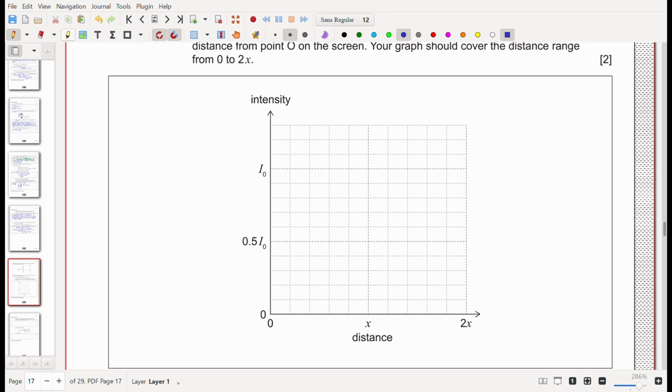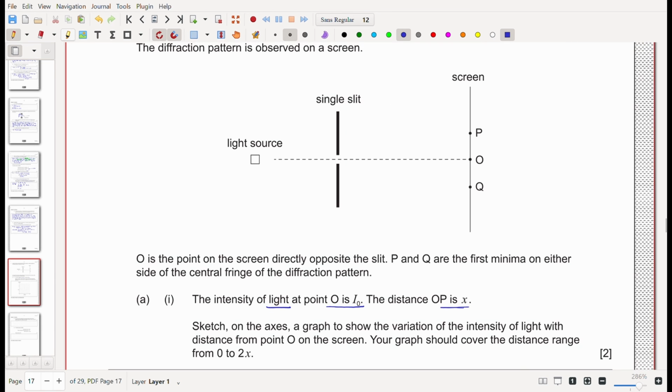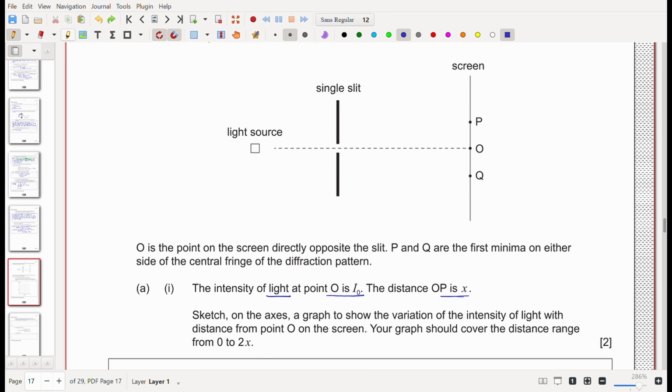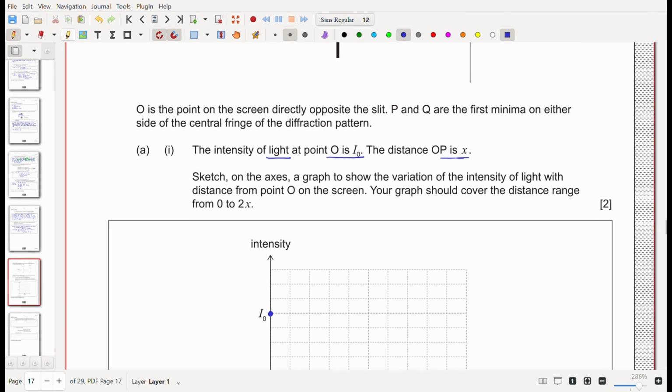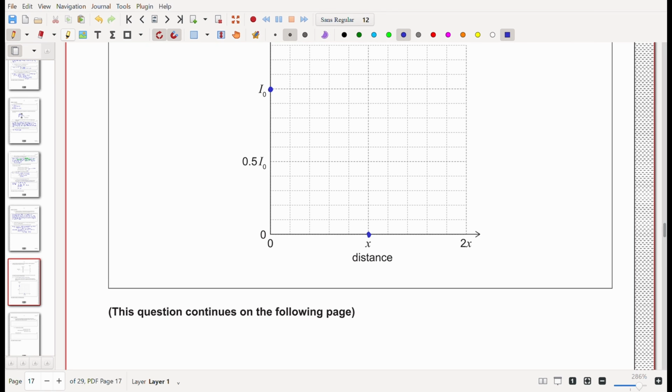One thing you guys have to remember is that at your minimum point, at these P and Q, which is given as first minimas, your intensity is going to be 0. So let's mark that. And at 0, your intensity is going to be I naught. These are all given in the question itself. Now the important part is to note that even at 2x, it's going to be 0, because minimas occur at regular intervals. Now, to draw the graph, let's just draw a smooth curve from 0 to x. Perfect. Now, we are going to draw the curve from x to 2x.